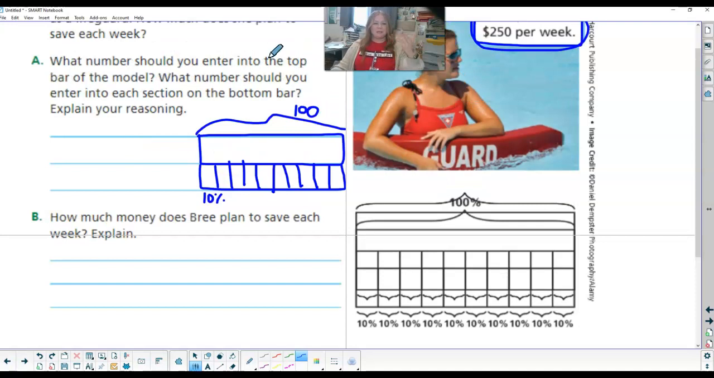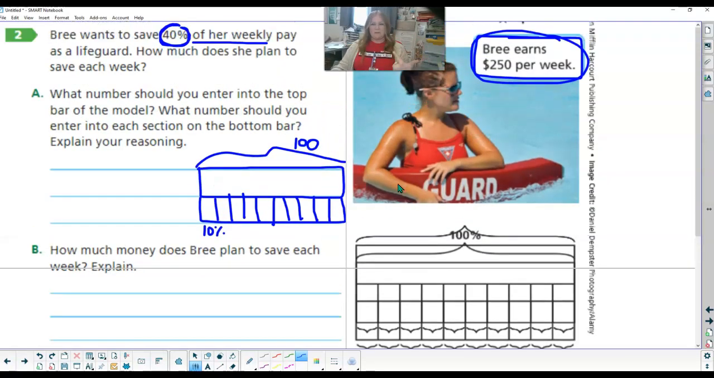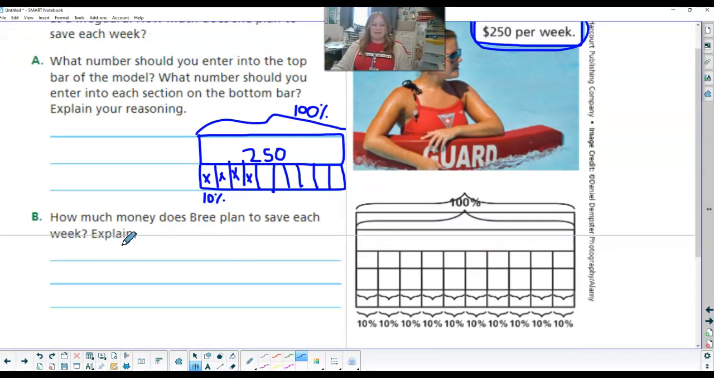So we need to figure out what is our top. So what is the whole thing, right? How much does she earn every week? She earns $250 a week. And then what do we want in the bottom section? Well, we want 40, right? 1, 2, 3, 4. She wants 40% of that. So that's how I would fill this out, is the top is the total, right? 100%. And what does she earn every week is $250. And then I want 40% of that. So how much money does she plan to save every week?